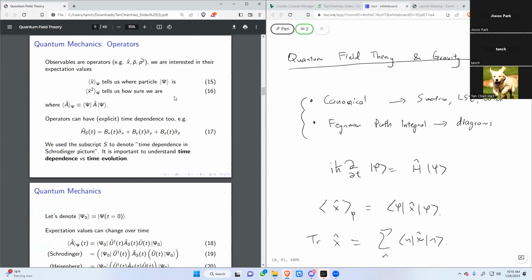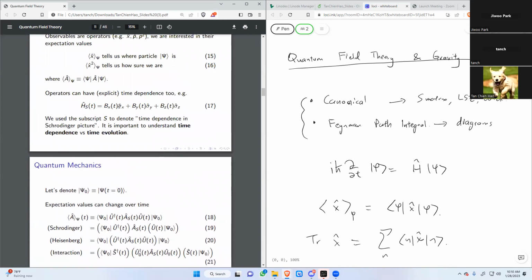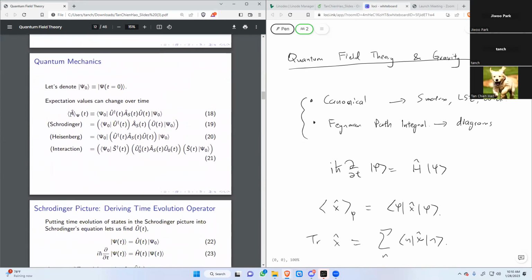Expectation values of operators can change over time as well. In general, for an operator A that evolves with time t, the expectation value is defined as this value over here, where you have some initial state psi naught, and then the operator defined in the Schrodinger picture, evolved with these time evolution operators. Then the three pictures just correspond to where you put the brackets.